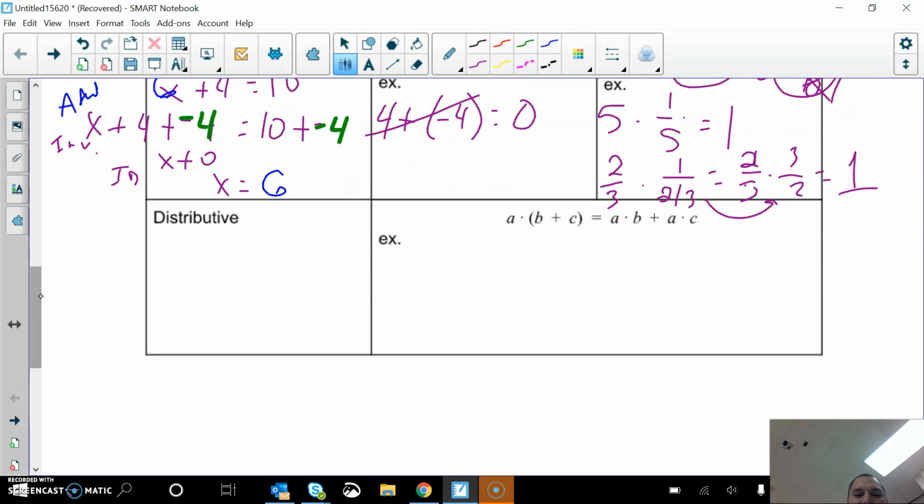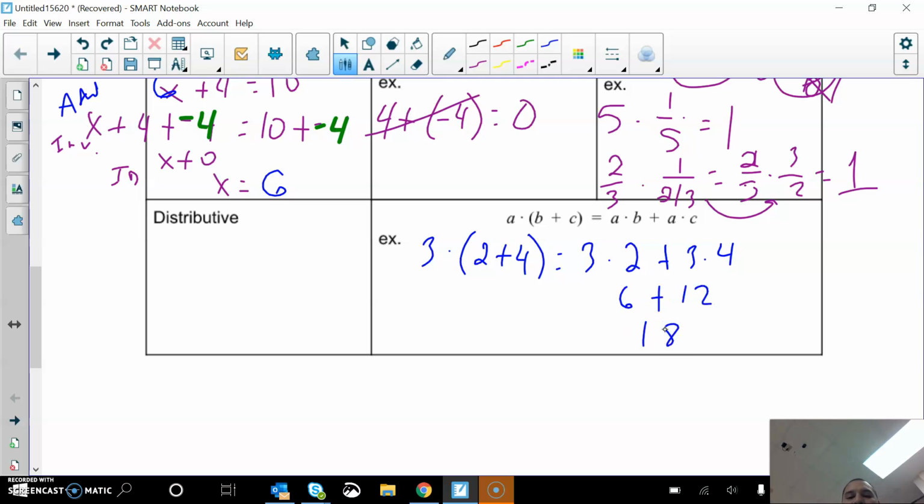All right, distributive property. So let's see what we got. So say we had 3 times 2 plus 4. So yes, this is 6 times 3, 18. A lot of times it's not numbers and we have to distribute. So 3 times 2, 3 times 4, and you can see it does check out to be 18. It does work in reverse, and we do that a lot. Factoring, when we're combining like terms, in fact.